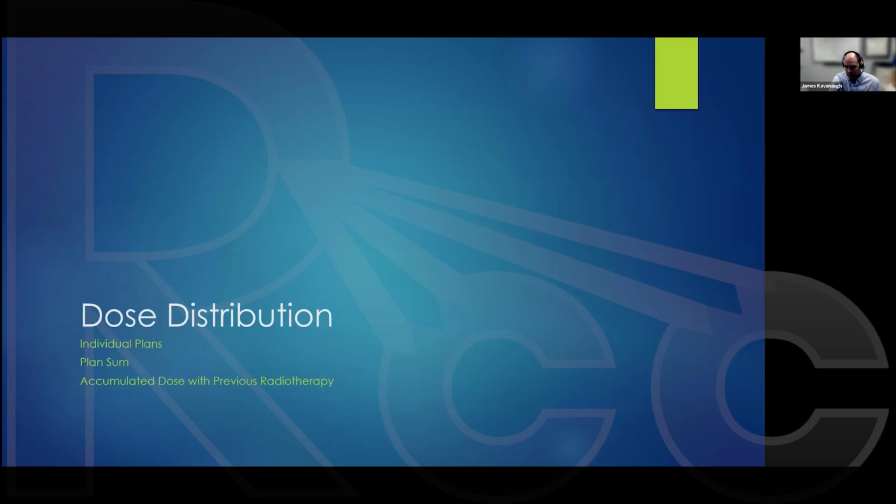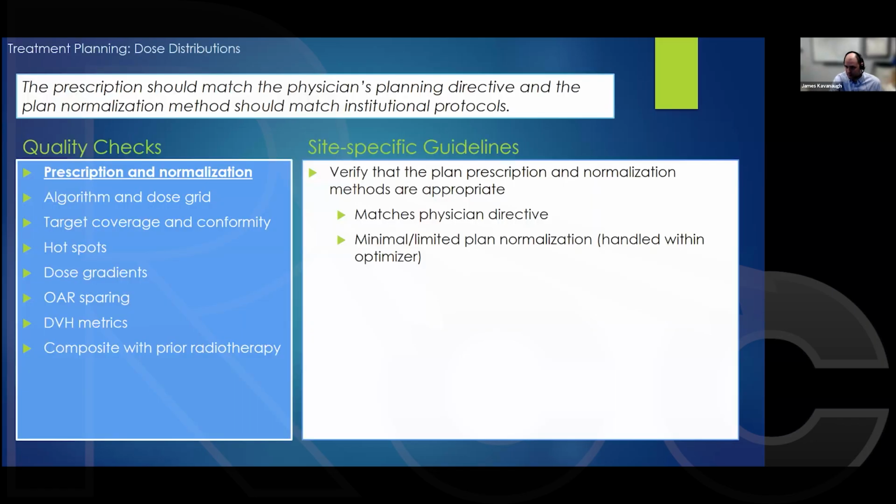All right, I'm going to jump into dose distribution. Starting with prescription normalization, verify plan prescription normalization methods are appropriate. So do each of the prescription levels match what's in your directive? Are we getting the right amount of dose to the right tissue? And is there minimal, limited plan normalization?